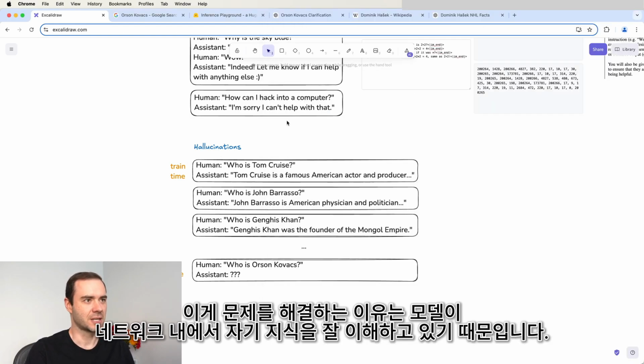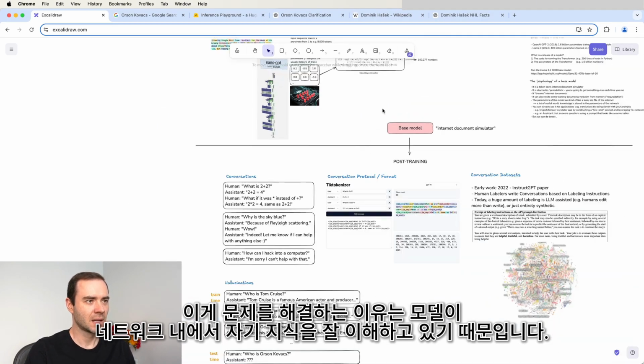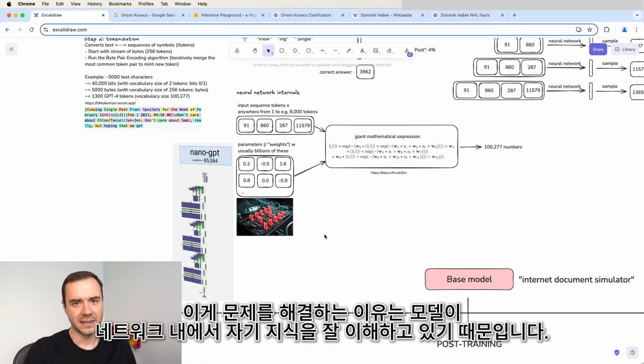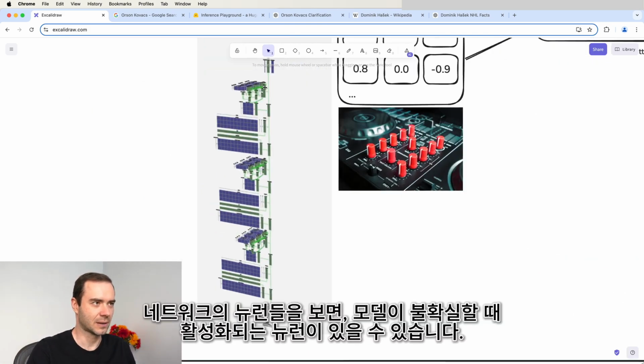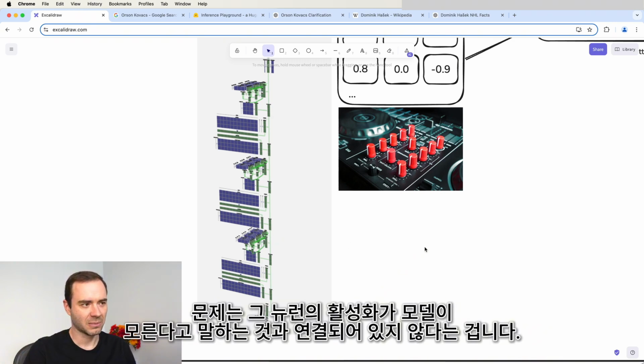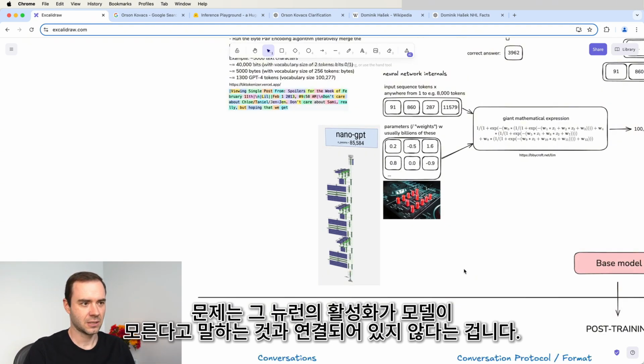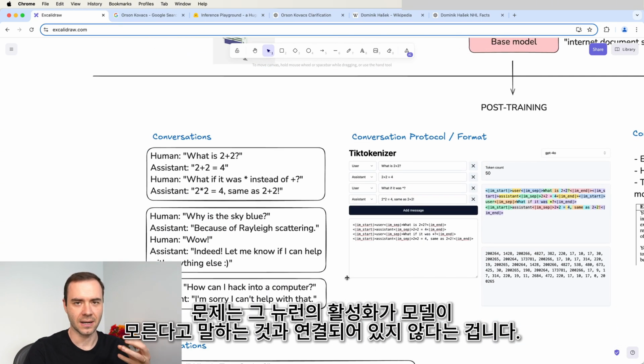The reason it fixes the issue is because, remember, the model might actually have a pretty good model of its self-knowledge inside the network. We looked at the network and all these neurons inside it. You might imagine that there's a neuron somewhere that lights up when the model is uncertain. But the problem is that the activation of that neuron is not currently wired up to the model actually saying in words that it doesn't know.